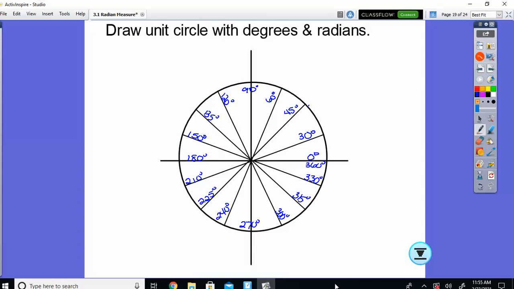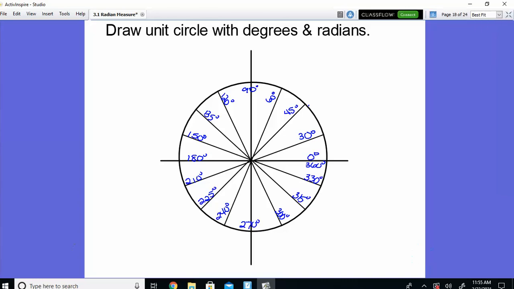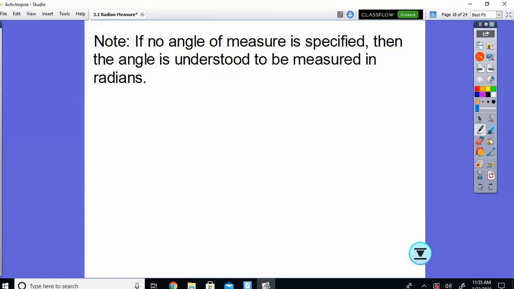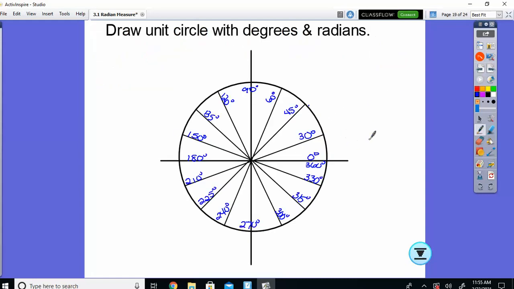Notice as you go around your circle, your degrees get larger: 0, 30, 45, 60, 90, 120, 135, 150, 180. So you can do that when you're filling out one on your own. Make sure you do a quick check at the end that they are in order. That will help you if you accidentally flip something.